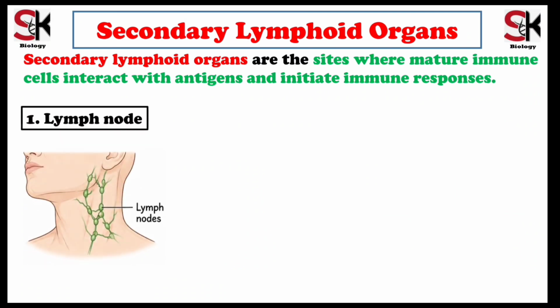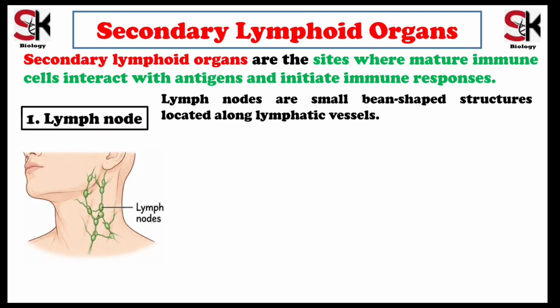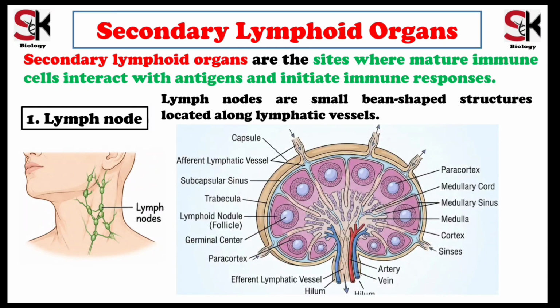Lymph nodes are small bean-shaped organs located along lymphatic vessels, as shown in the figure. They filter lymph fluid and trap pathogens like bacteria and viruses. The internal structure of a lymph node is covered by a connective capsule. Inside the capsule is the cortex, which contains lymphoid follicles rich in B lymphocytes. Some follicles contain a germinal center where B cells multiply rapidly.